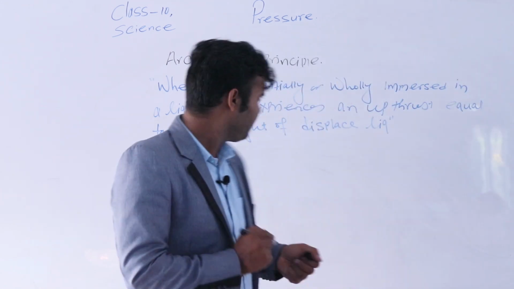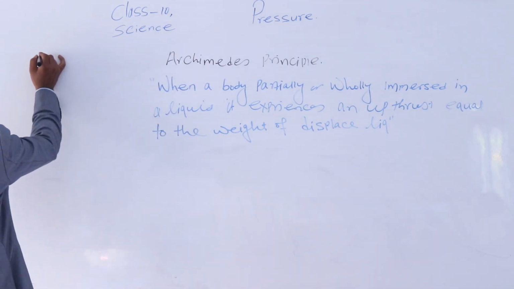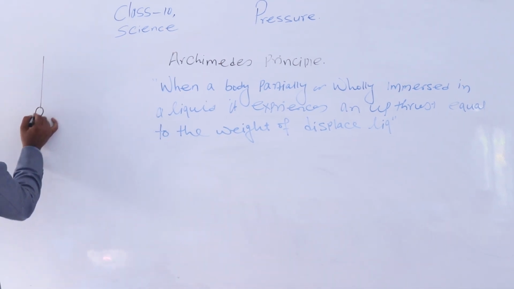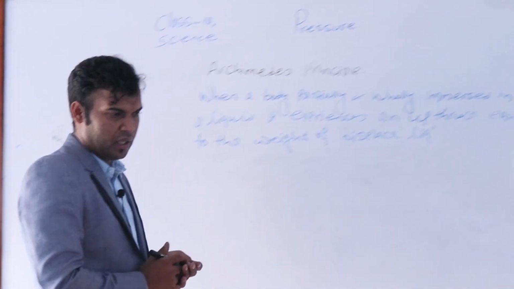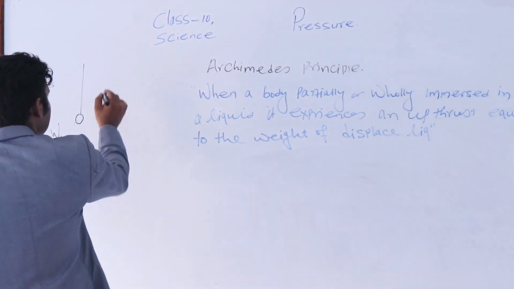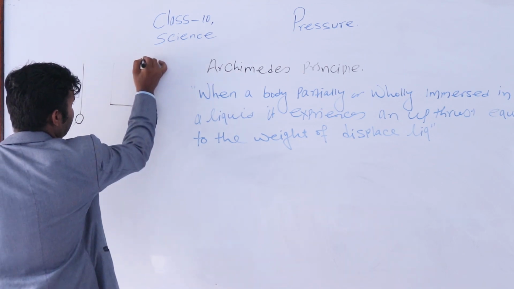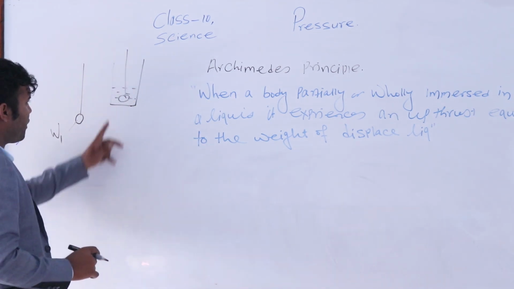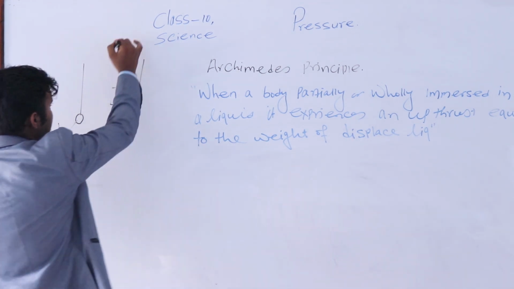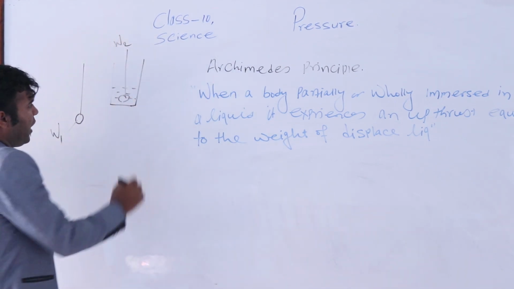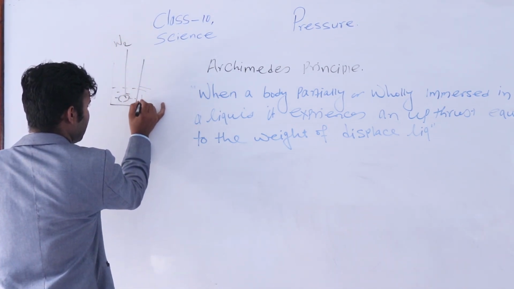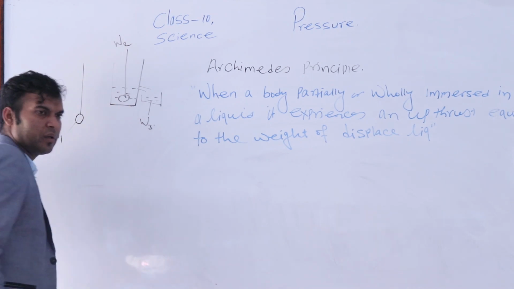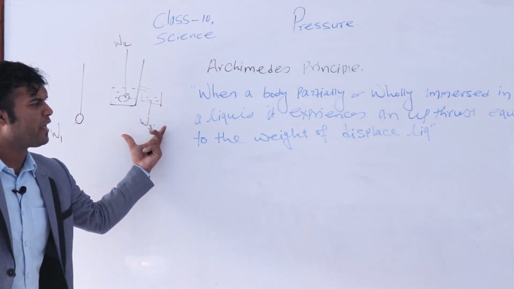For example, look here. Let us consider an object. The weight of this object is, let's say, W1. And this object is immersed in a liquid. In that case, the weight of this object inside the liquid is W2, and some water is displaced from here. The weight of this displaced liquid is W3.